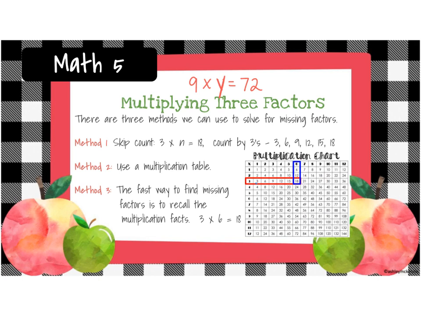Or you can just know your 9s. 9 times what is 72? 8. Okay, that's the fastest way. So it benefits you to know your basic multiplication facts 1 through 12. We talked about this yesterday as well.